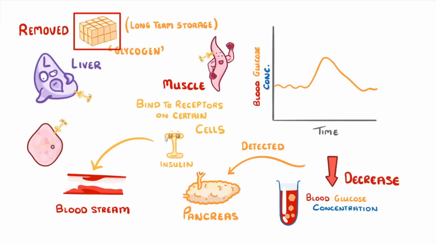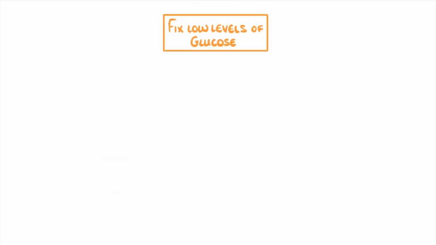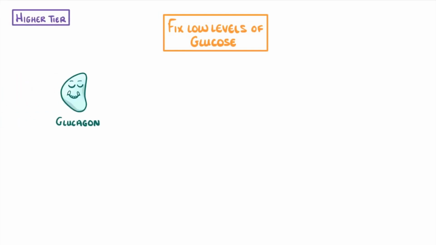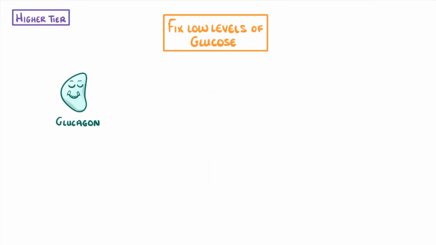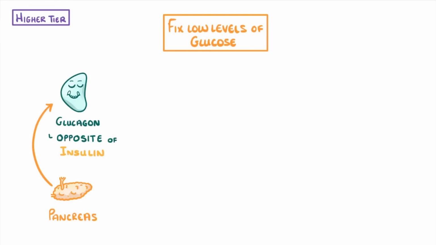So we now know how our body fixes high levels of glucose, but we also need to be able to fix low levels of glucose. And this is where glucagon comes in. Don't get glucagon confused with glycogen. Glucagon is a hormone, whereas glycogen is a large molecule made up of lots of glucose molecules. Just like insulin, glucagon is also released from the pancreas, but it actually does the opposite of insulin, which is to say that it increases blood glucose rather than decreases it.